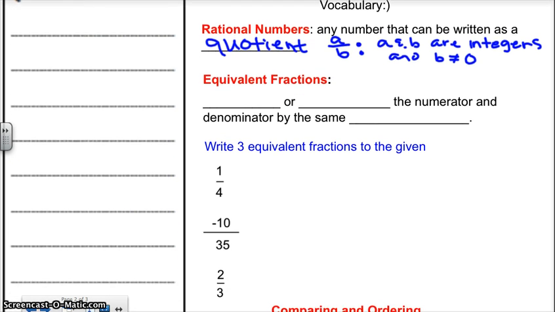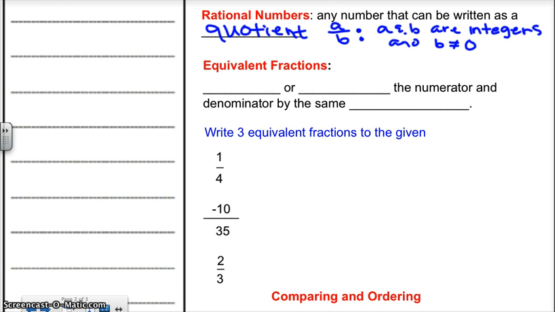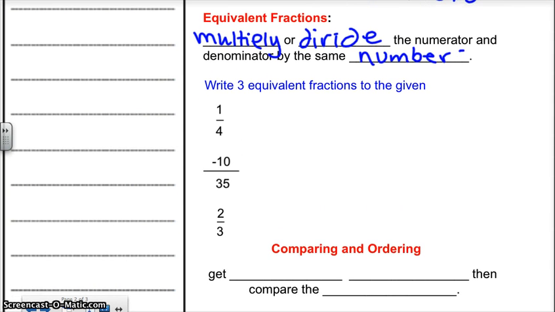So, equivalent fractions. To create equivalent fractions, we multiply or divide the numerator and denominator by the same factor. So you multiply or divide the numerator and denominator by the same number. You could call it integer, number, factor, whatever you want. Lots of synonyms. Okay? So we're going to make some equivalent fractions quickly. This is a nice little break from yesterday.